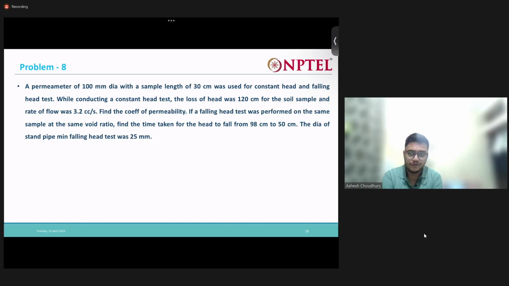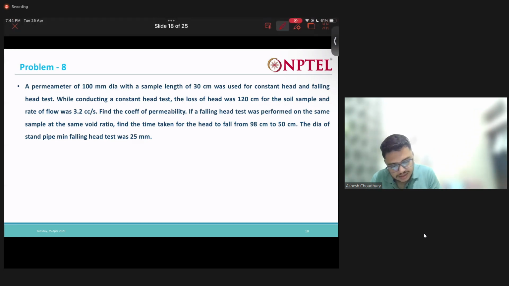We need to find the coefficient of permeability. Next, a falling head test was performed on the same sample at the same void ratio. Find the time taken for the head to fall from 98 to 50 centimeter. The diameter of the standpipe for the falling head was 20. So two tests are given, and they were done on the same soil sample. What we need to do is use the data from the first test to determine our answer. So first, let us do the constant head test.